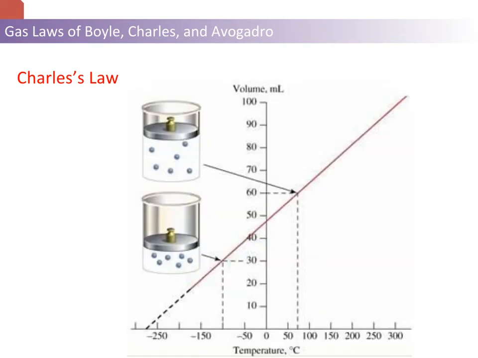Here's what Charles' law looks like graphically. As you can see, it's a linear graph. Now, along the x-axis, we actually have degrees Celsius, which is why this can go below 0 or past the vertical axis. But it does reach 0, meaning 0 volume at negative 273, which is absolute 0.